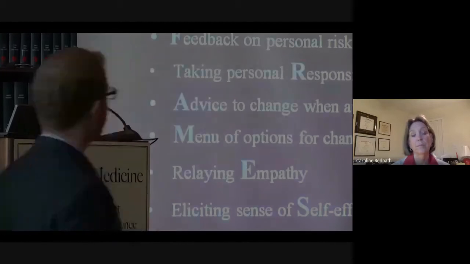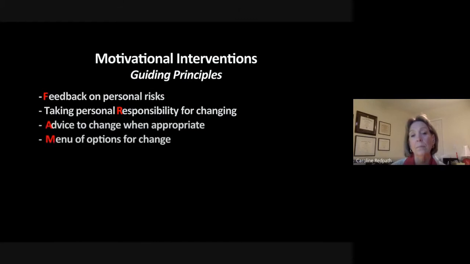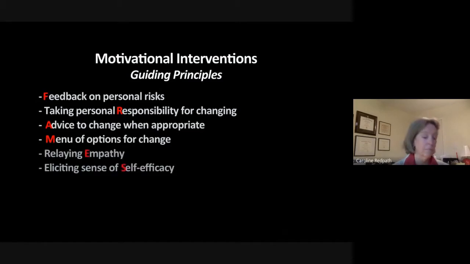In this technique, the person takes the responsibility for changing, not us. What we take responsibility for is doing our best to help them realize why they want to change. We're certainly giving advice to change, but really when it's appropriate, right? And when they've got to the preparatory stage of change, when they're preparing to change. I'm going to talk about self-efficacy and empathy now.